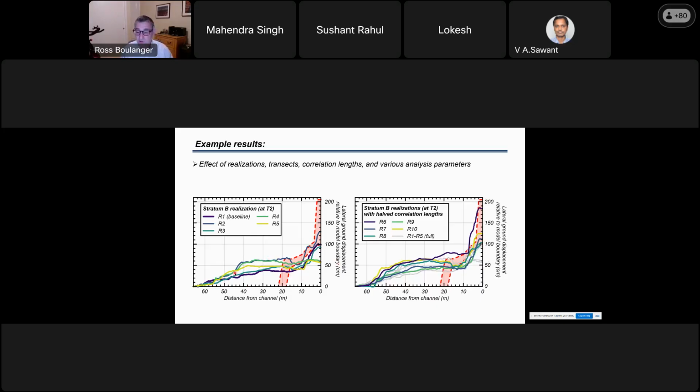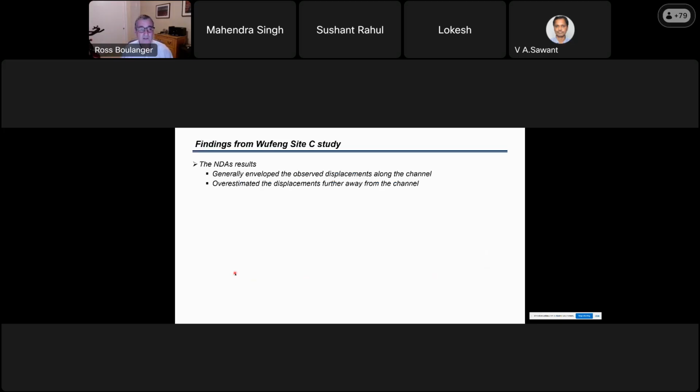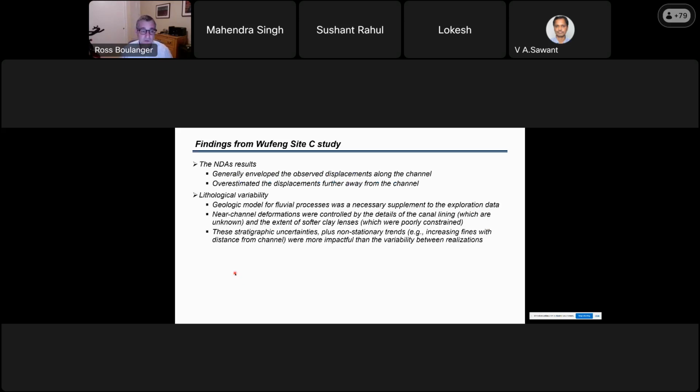This might be because we're doing 2-dimensional models and 3D might work better. It might also be because continuum models don't do cracking and graben formation very well. So there's a number of things we might not be doing well, but at least we're on the conservative side in this case. So the findings here are that generally the displacements envelope what was observed, over predicting movements further from the channel. The lithological variability in these models was modeled using transition probability indicator geostatistics like we used before.